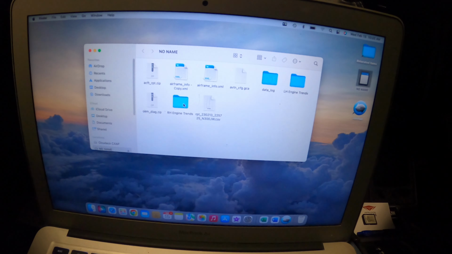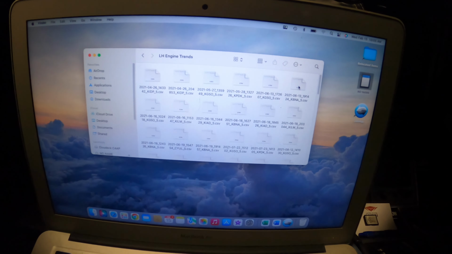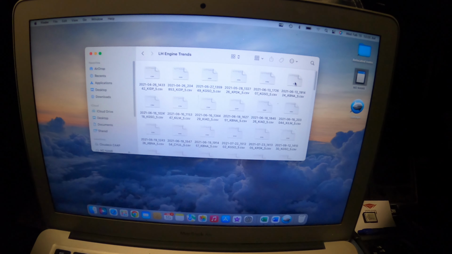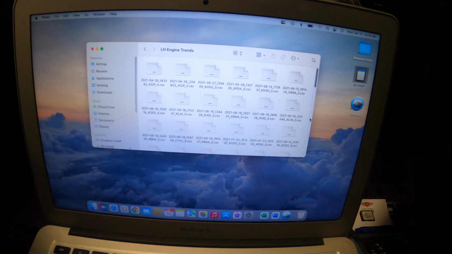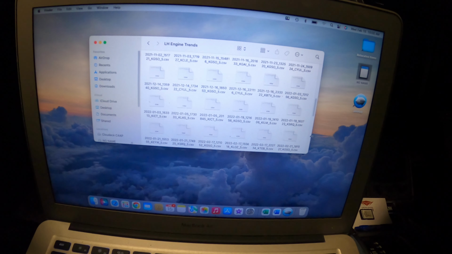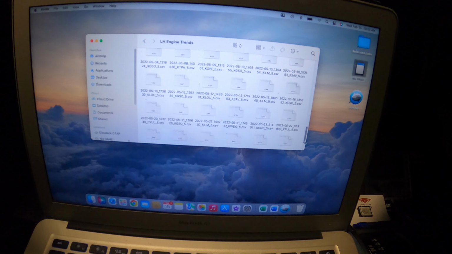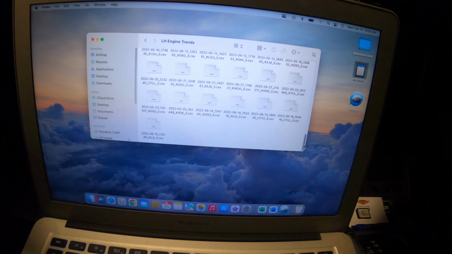left-hand trends, right-hand trends. So that right there is what I'm going to send to CAMP. They do this engine analysis tracking thing. So I'm going to send them all of this. I don't know how much data they want, but it goes back to however far.